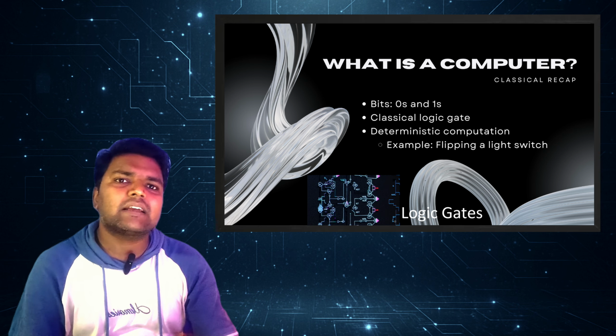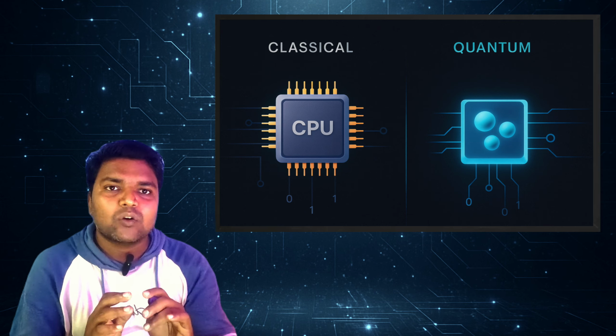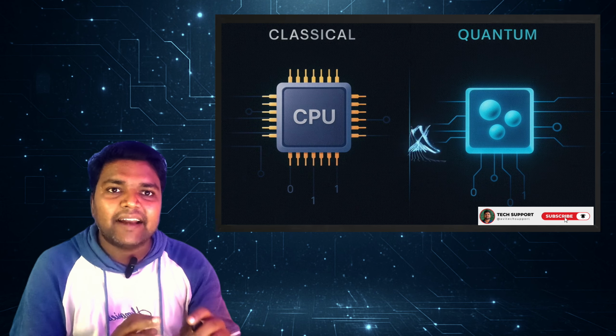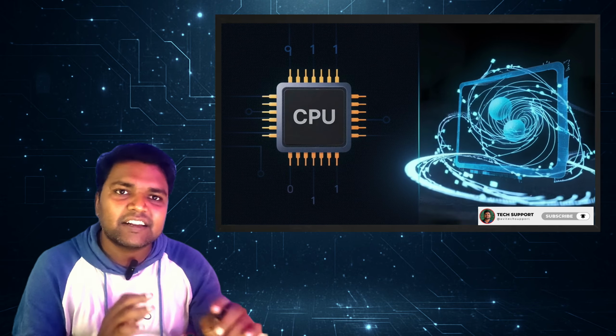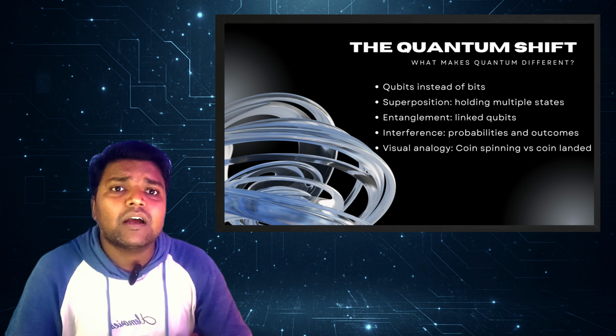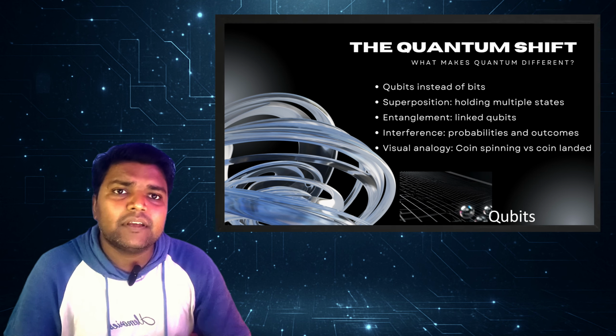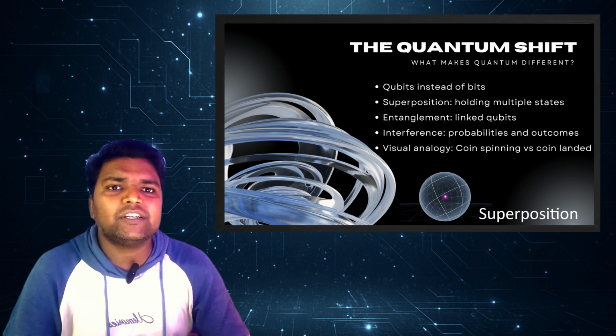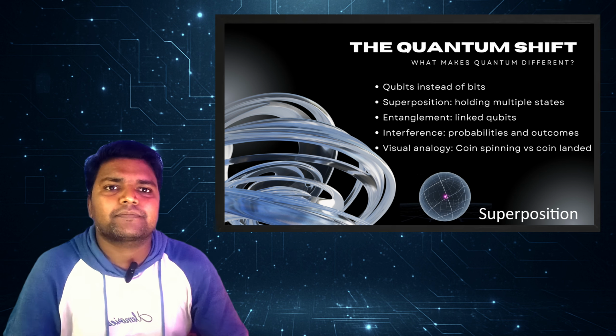Now, here's where things get more interesting. Quantum computers use qubits, not bits, and I am telling you, qubits are really special. Unlike classical bits, a qubit can be 1, 0, or both at the same time. This property is called superposition.